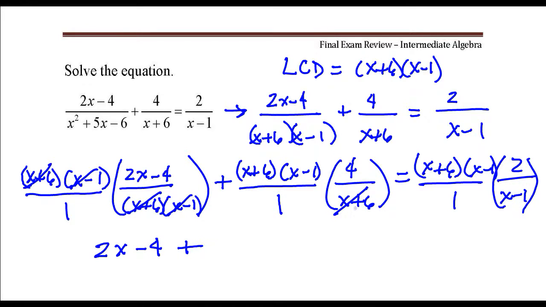Then x plus 6 gets divided out in the denominator with the numerator, x plus 6. And that leaves us with 4 times x minus 4, because I distribute that 4 to each of those terms in that binomial. And x minus 1 divide out here and here. And that leaves me with 2 times x plus 2 times 6.